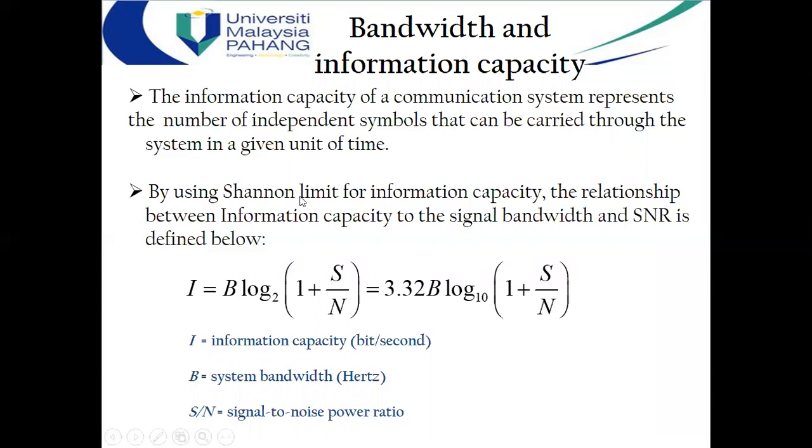Let us see. It is the relationship between the information capacity and the signal bandwidth, along with the signal to noise ratio, meaning what is the noise in the environment or in the system. So, information capacity I equals B, where B is the bandwidth in hertz of the system, times log base 2, because this is a binary system, of 1 plus S over N. S over N means signal power divided by noise power, the ratio. This is known as SNR, signal to noise ratio.